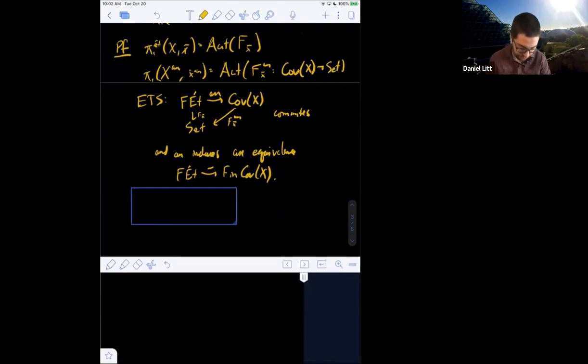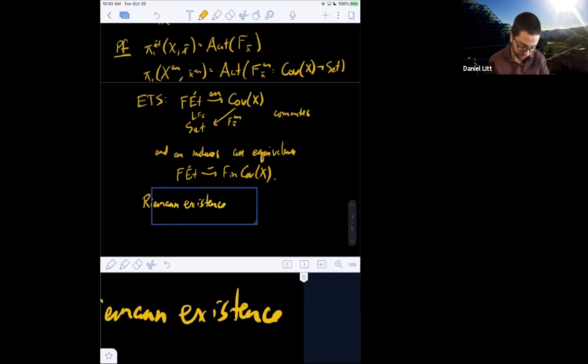Okay, so the answer is the Riemann existence theorem, which is precisely the statement that analytification induces an isomorphism like this. And this is a non-trivial theorem in analytic geometry, so I'm not going to prove it.